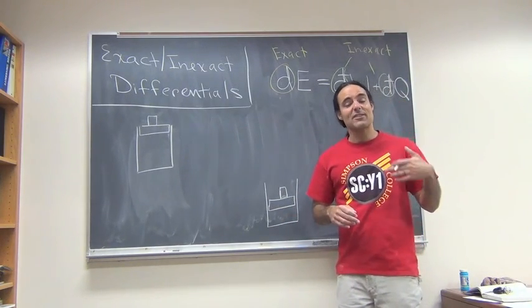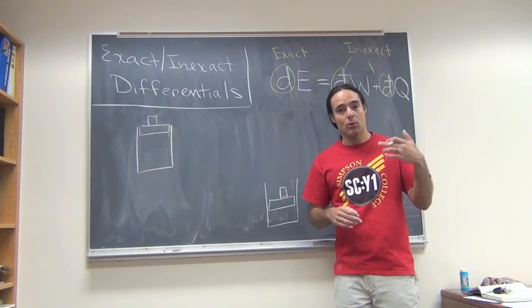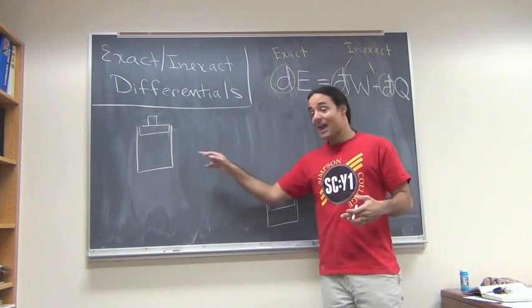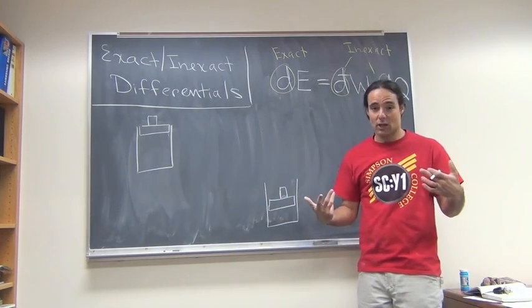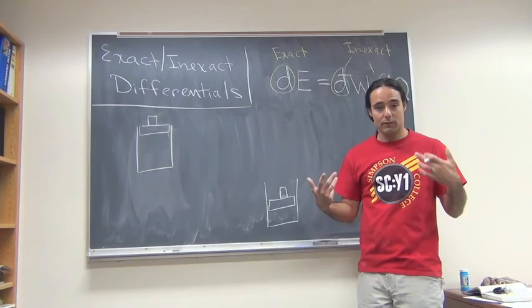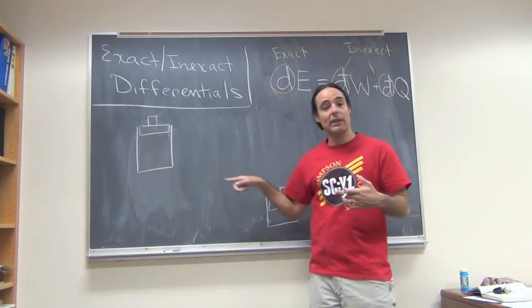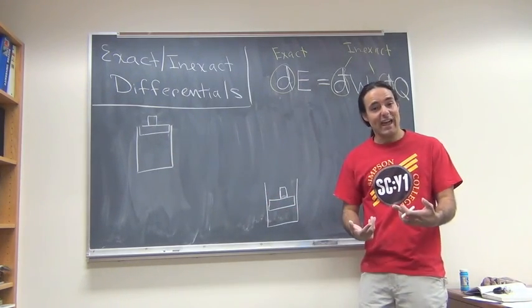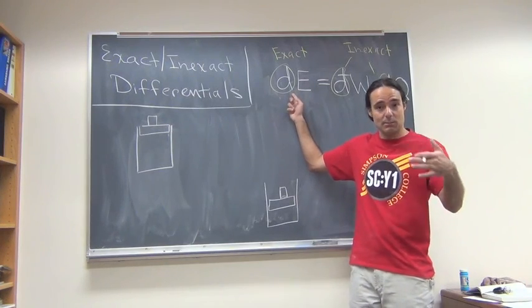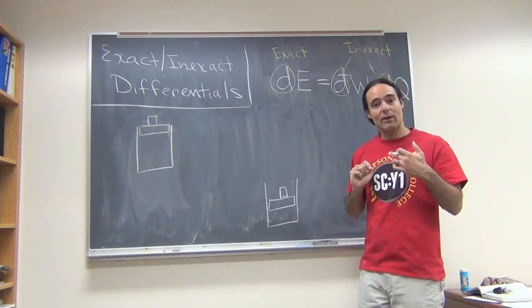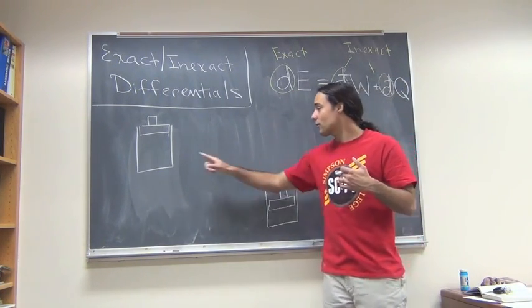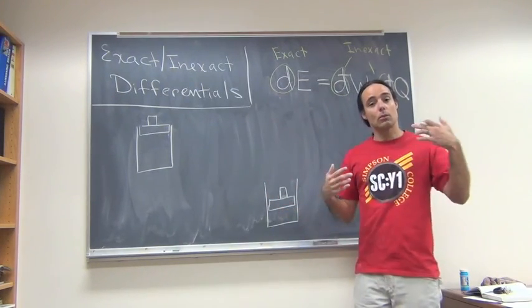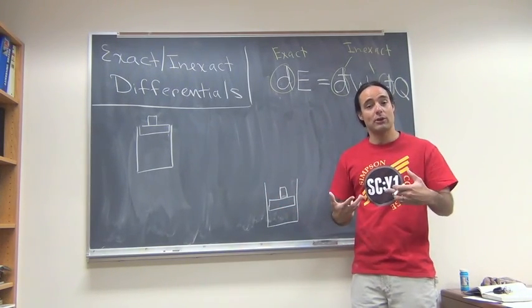But those different paths are not going to have the same work done. They must have the same energy, because the energy just tells me about the state of the system. So it doesn't matter how I get from here to here, I still have to have the same change in energy. That has to be exact. However, going from here to here, the amount of work that I do will depend on the path.